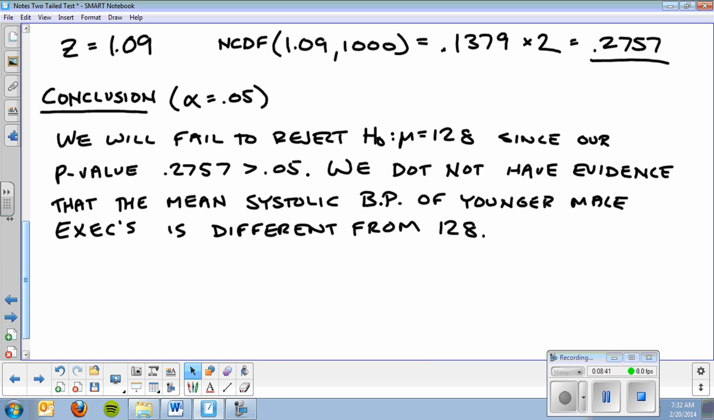Notice again we are failing to reject the null hypothesis. We're not accepting it. So in my conclusion, in my context, I'm not saying that the mean blood pressure is 128. I'm not accepting that fact. I'm just not saying that it's different. I know there are some double negatives going on there, and it does get a little bit tricky, but the more we practice this, the better we'll become. So we do not have evidence that the mean blood pressure is different than 128.